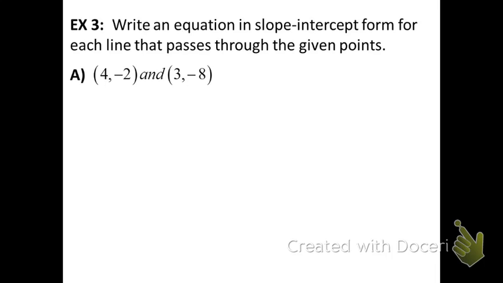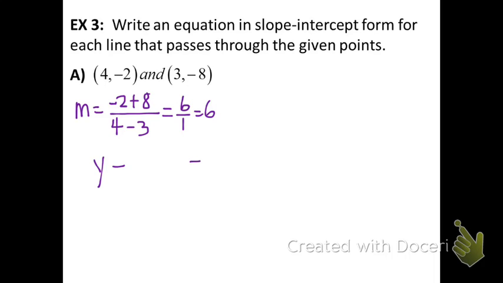Example 3, we have 2 points that it is passing through, but we are missing slope, so we're going to use those two values to find slope. Remember, slope is your change in y over your change in x. So negative 2 minus a negative 8 or plus 8. And then our change in x, 4 minus 3. And this gives us 6 over 1, which is just 6. And then we're going to use that information to fill in our formula.